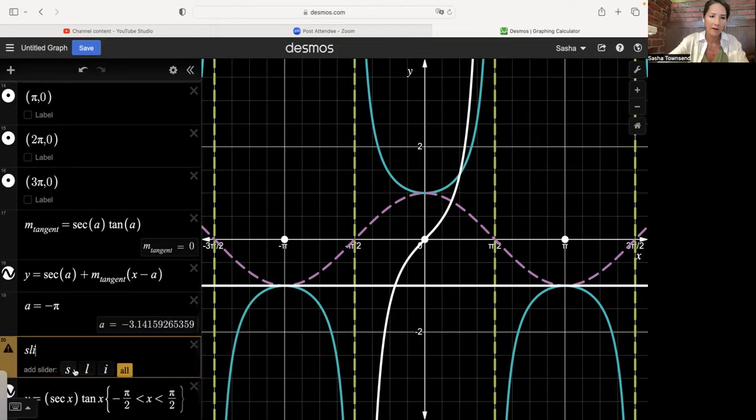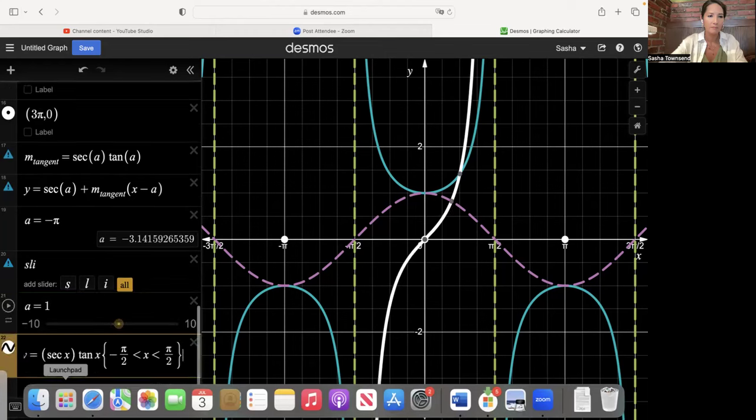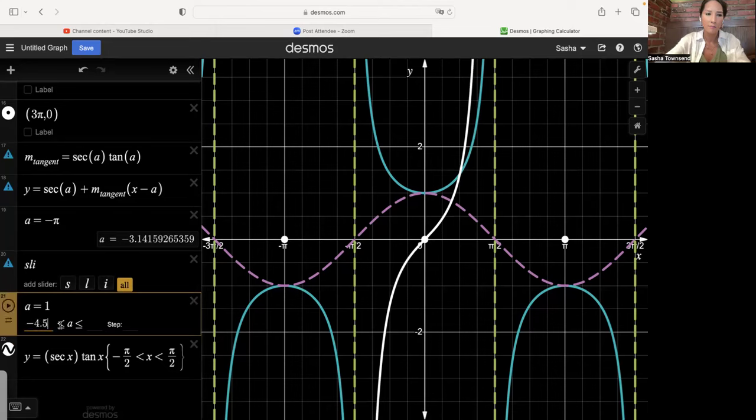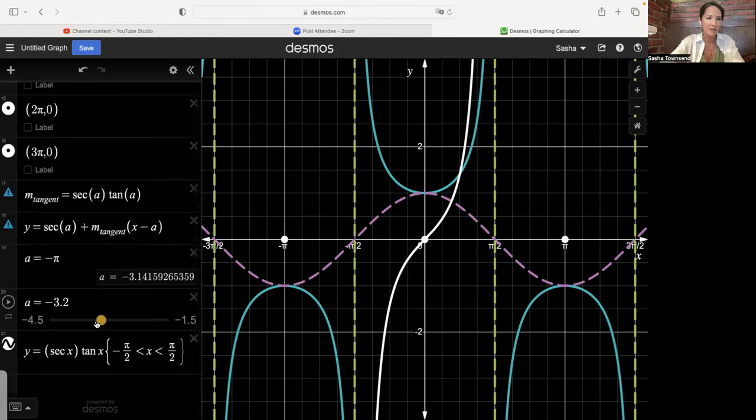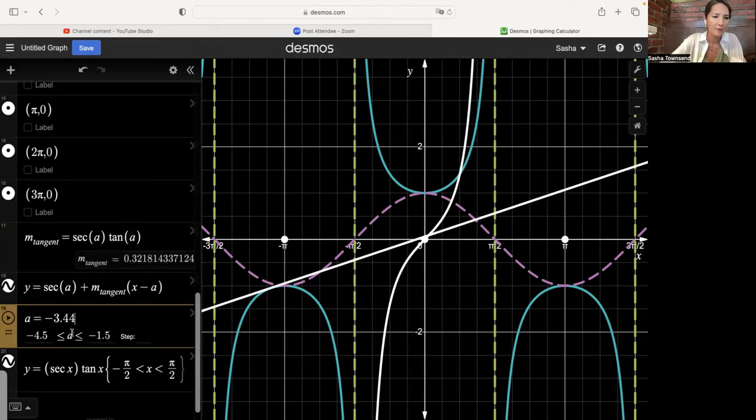I'm going to add a slider for a. And we want to be between negative 3 pi over 2 and negative pi over 2, so that's between about negative 4.5 and negative 1.5. And now we'll just add that slider. And then make sure we draw the tangent lines. We have a defined in more than one place. Okay. So there we add our slider.